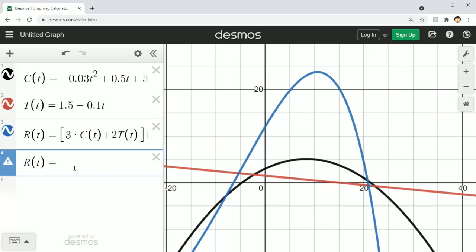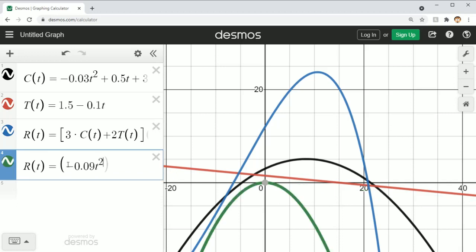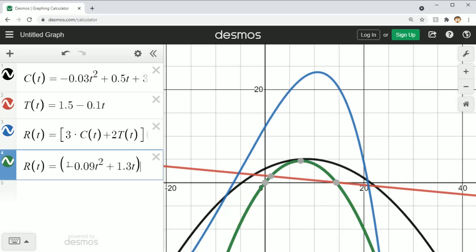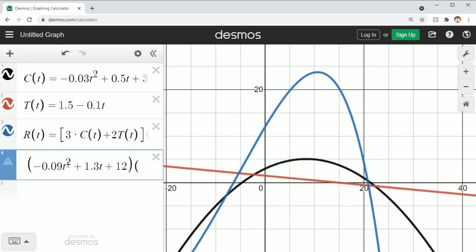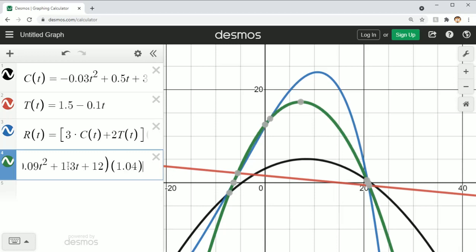a function of t. By the way, I'm not going to use that multivariate variable thing here for the TCR part up here, or TCT. It's going to confuse Desmos. Confuses you guys enough. But I'm going to put in negative 0.09 t squared plus 1.3 t plus 12 times 1.04 to the t.